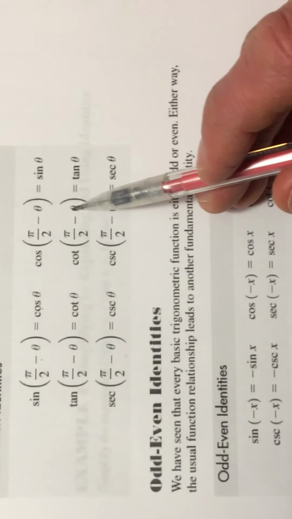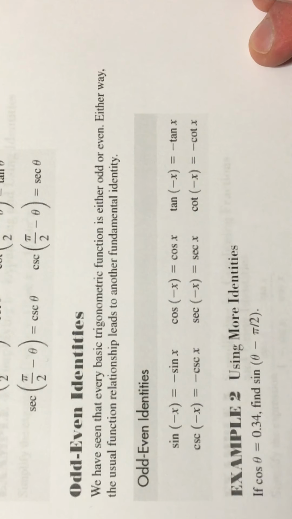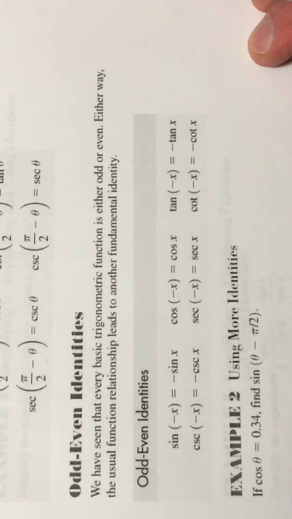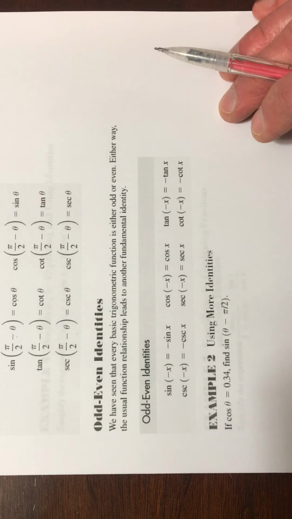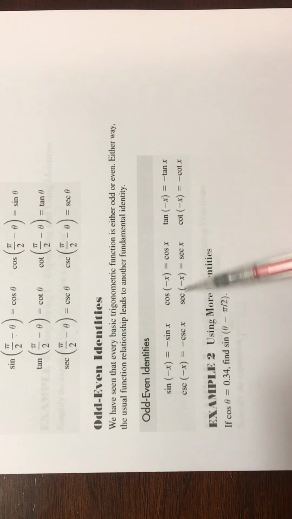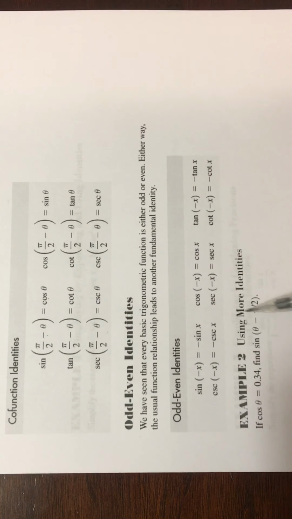If we look at this second example at the bottom, let me zoom out. There we go. We're not going to use these odd or evens just yet. So I want to take a look at example 2. It's asking me, given cosine theta is 0.34, to find the sine of this function.